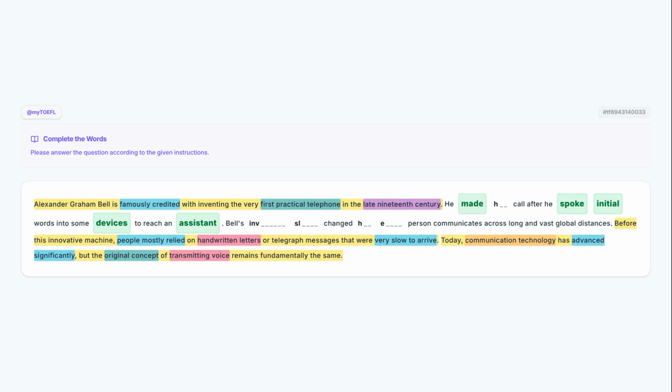Great job finishing this task. Always remember to read the surrounding context to find clues for missing words. Pay close attention to transition words and the time periods mentioned, as they often dictate the tense and tone of the required vocabulary. Keep practicing these logical connections, and you'll see your reading score improve steadily.